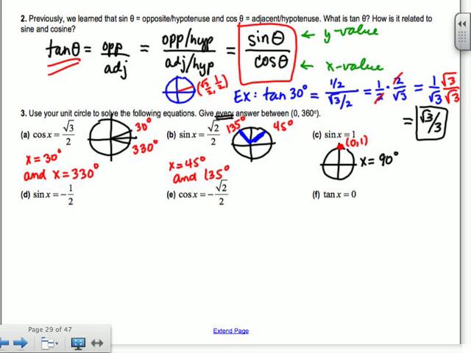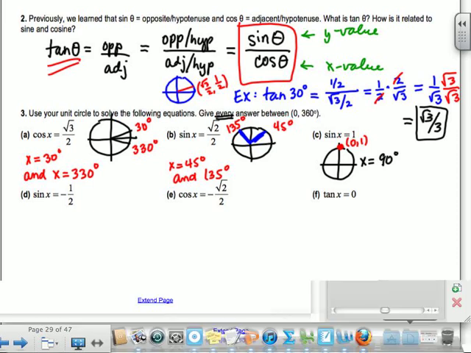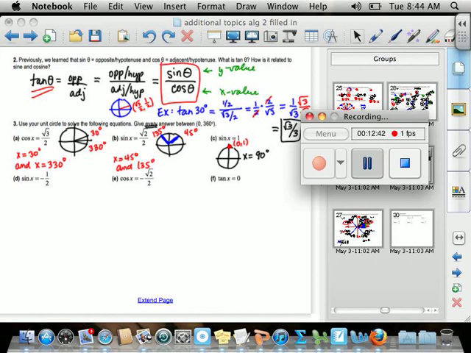All right, go ahead and try D and E. So sketch it out. Think about it, there should be two places for each of them.